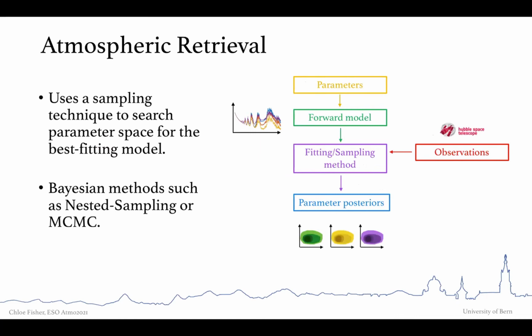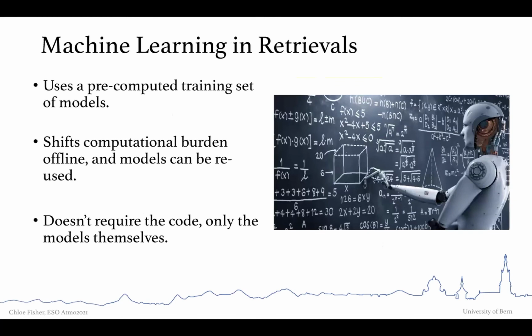So maybe it's like the temperature, the abundances of molecules, the level of a cloud, something like that. And in this sampling step, you usually use perhaps a Bayesian method like nested sampling or an MCMC. And you already heard a bit about those yesterday. Okay, so how does machine learning come in?